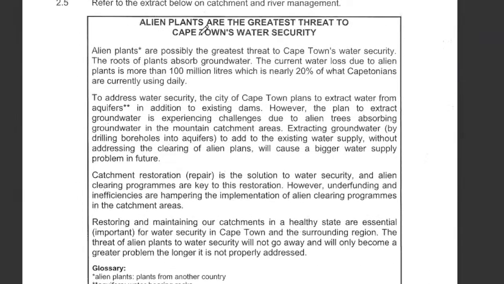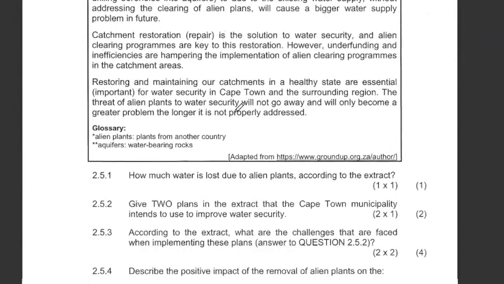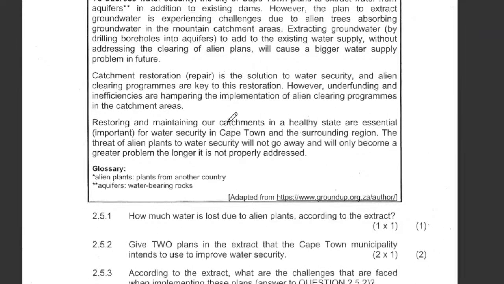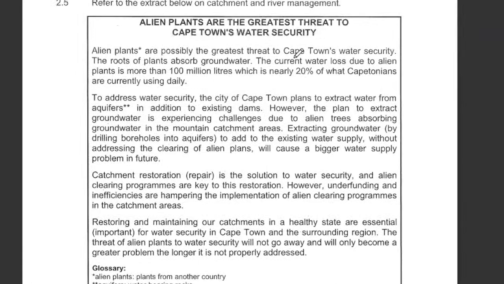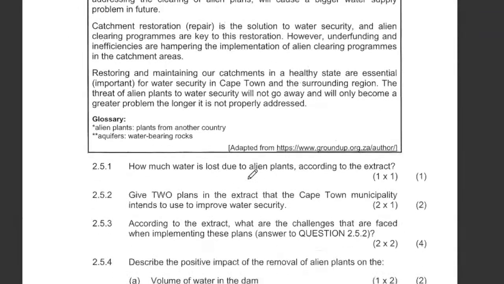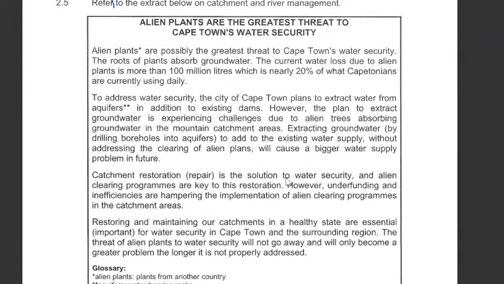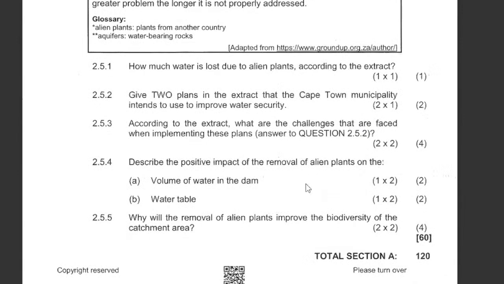2.5, we are given the extract of alien plants and so on. You read through it and understand it. So I've read through the extract. Just going straight to the questions. How much water is lost due to alien plants according to the extract? You go back and read. Alien plants are possibly recruited straight on the Eastern Cape Town water security, the roots of the plants absorb underground water. The current water loss due to alien plants is more than 100 million liters. So how much water is lost? More than 100 million liters.